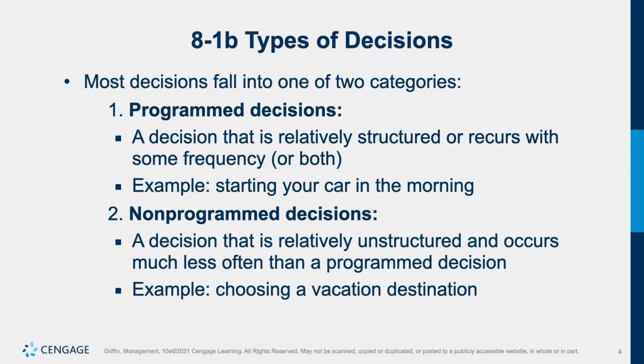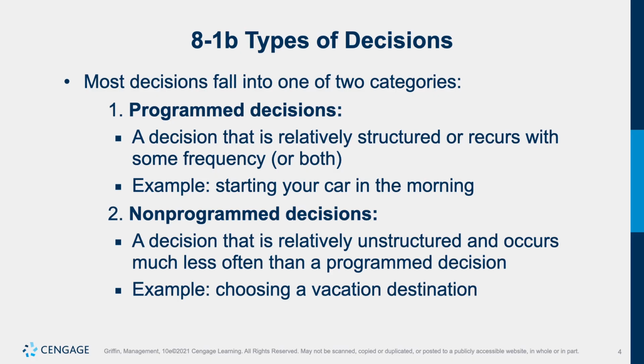Types of decisions. Decisions that are made within organizations usually fall under two categories, right? The first would be the programmed decision, which is the decision that is structured and occurs or recurs with some sort of frequency, right? An example would be starting your car in the morning. That happens frequently because every time you have to leave your house, you have to get into the car to drive out of the house. That means you have to start your car. So a decision to start the engine of your car is a programmed decision because it occurs with some frequency, right?